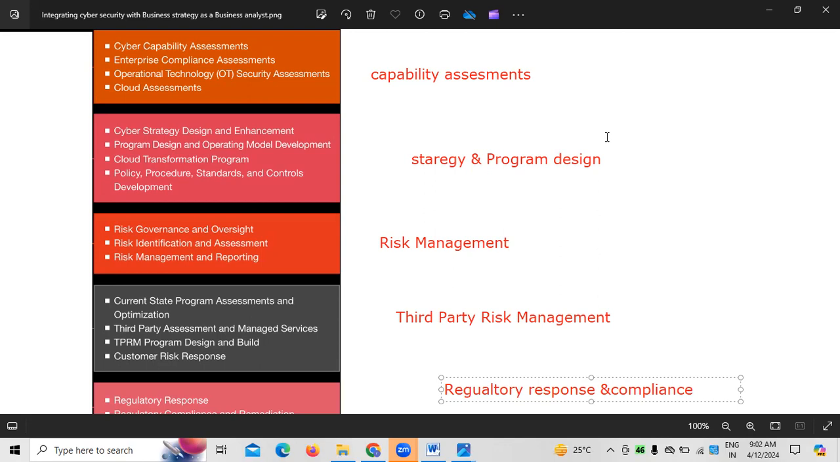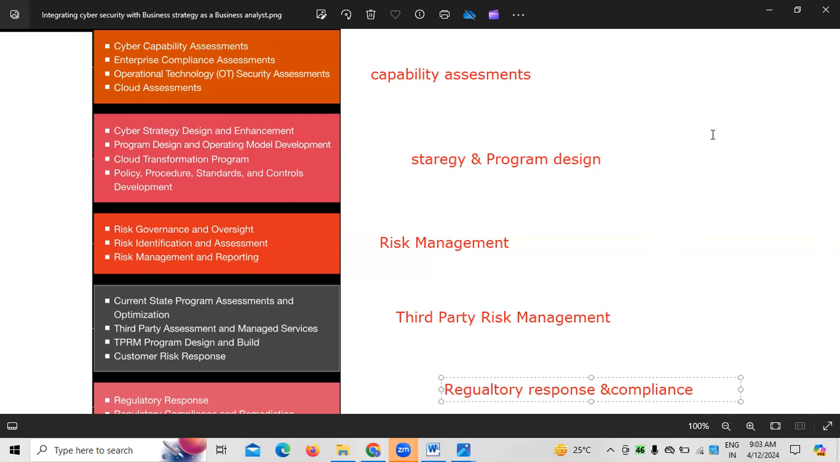Now, when it comes to capability assessments, as a business analyst we need to assess what kind of cybersecurity capability assessments are to be performed and how they are to be integrated into the existing organization strategy that we need to implement. Followed by that, we need to understand this from the enterprise context, because we are implementing business strategies at the enterprise level.